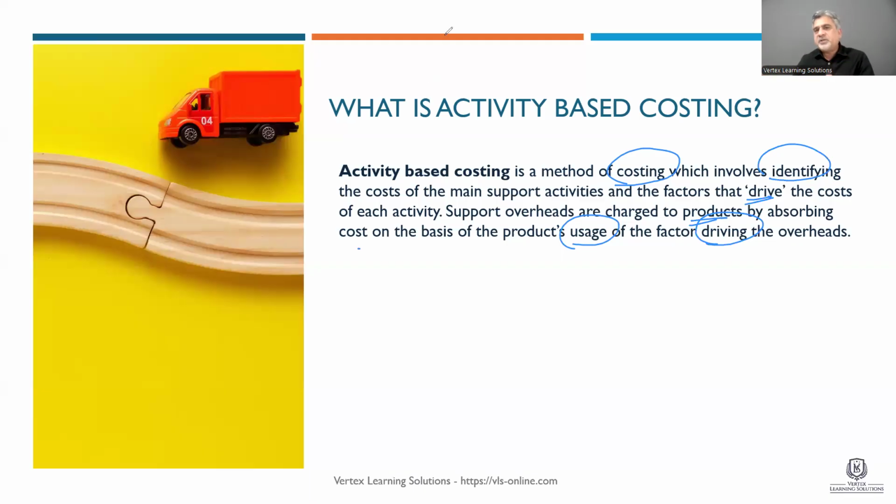So we find out the cost and the cost drivers. And once we find out the cost and cost drivers, then we say which product is using it. To that product, we will give the cost. And in this way, a better allocation of cost or overhead cost will be possible.